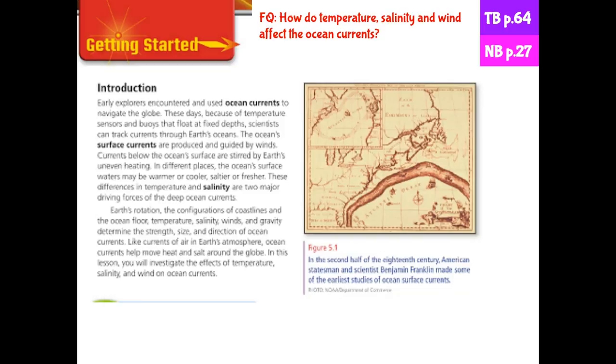In different places, the ocean's surface waters may be warmer or cooler, saltier or fresher. These differences in temperatures and salinity are two major driving forces of the deep ocean currents. Earth's rotation, the configuration of coastlines and the ocean floor, temperature, salinity, winds, and gravity determine the strength, size, and direction of ocean currents. Like currents of the air in Earth's atmosphere, ocean currents help to move heat and salt around the globe. In this lesson, you will investigate the effects of temperature, salinity, and wind on ocean currents.